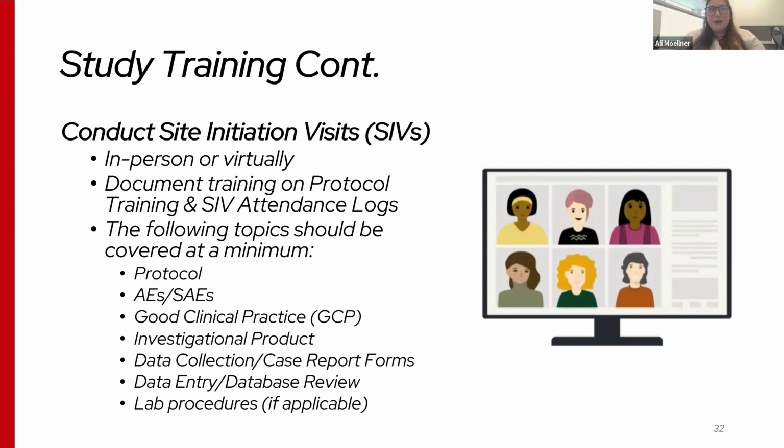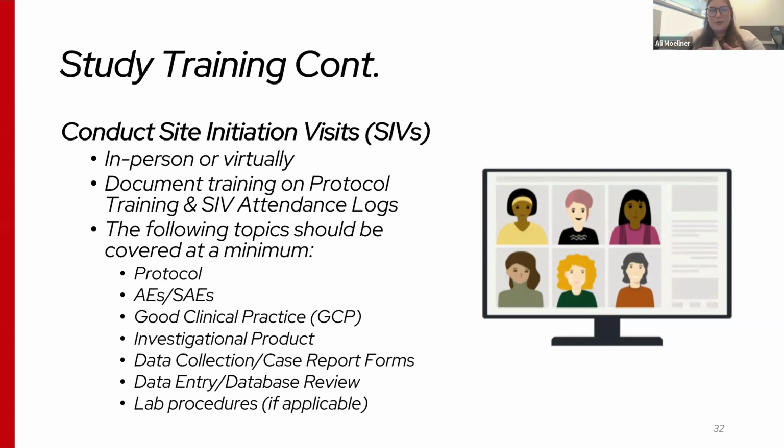Typically, these are done after the site receives IRB approval, but before they're starting to enroll any participants. And SIVs are pretty much a readiness check. You're ensuring that all the staff are trained. You're confirming that they're ready to operationalize your protocol, and that they're ready to enroll participants pretty much immediately after that SIV training, unless there's anything that they need to complete prior to that.